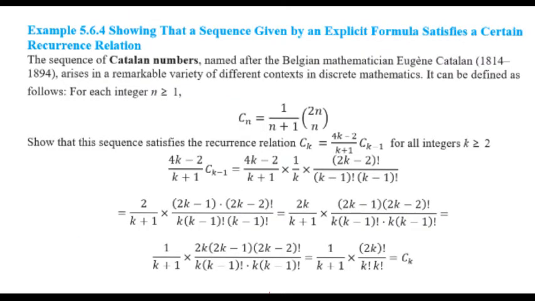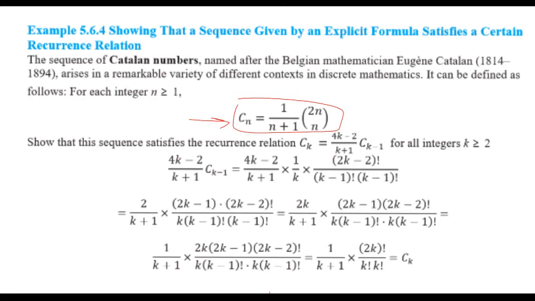Okay, so now let's take a look at example 5.6.4 of the book, which basically introduces the Catalan numbers, and it gives an explicit formula for the Catalan numbers. As you see, C sub n is equal to 1 over n plus 1 multiplied by 2n choose n.